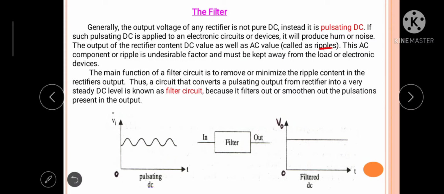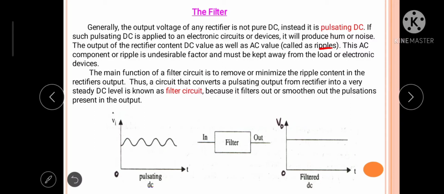This AC component or ripple is an undesirable factor and must be kept away from the load or electronic devices. The main function of the filter circuit is to remove or minimize the ripple content in the rectifier's output. Thus, a circuit that converts a pulsating output from the rectifier into a very steady DC level is known as a filter circuit because it filters out or smoothens out the pulsations present in the output voltage.